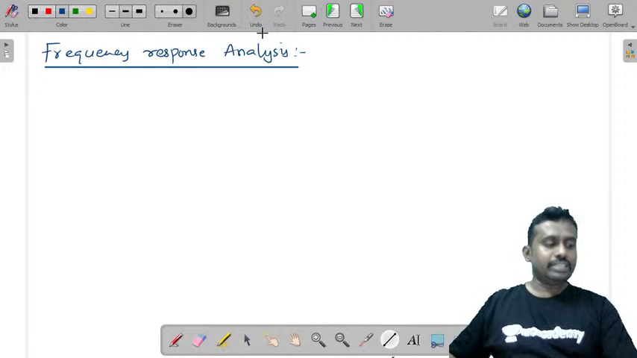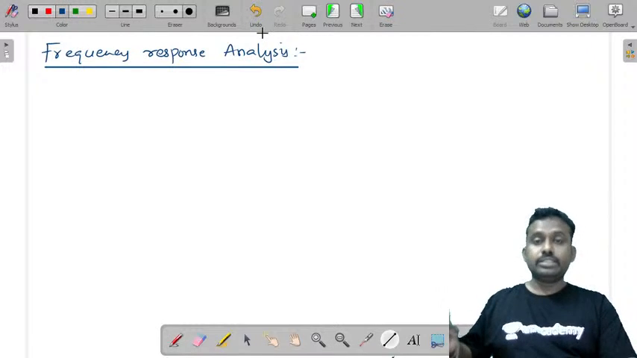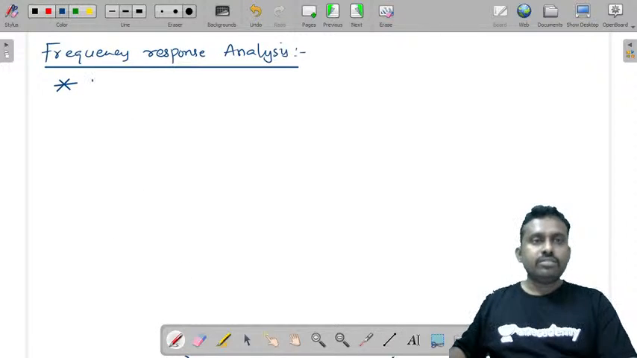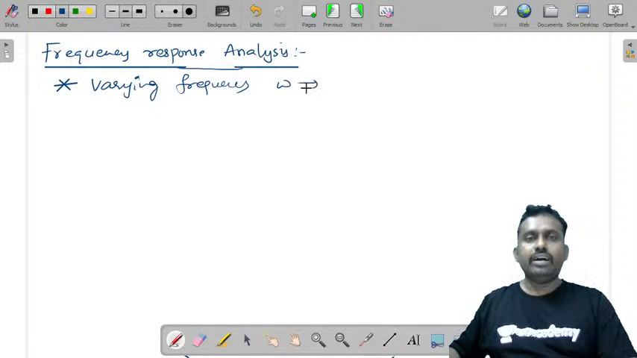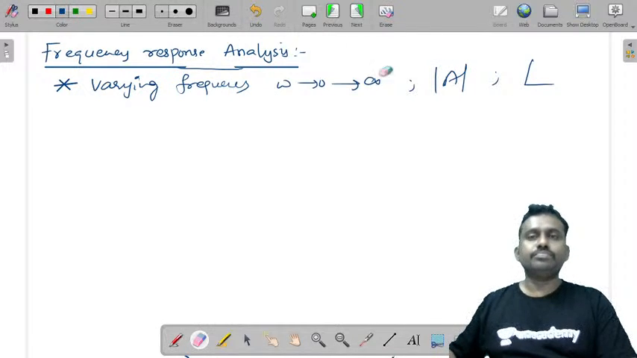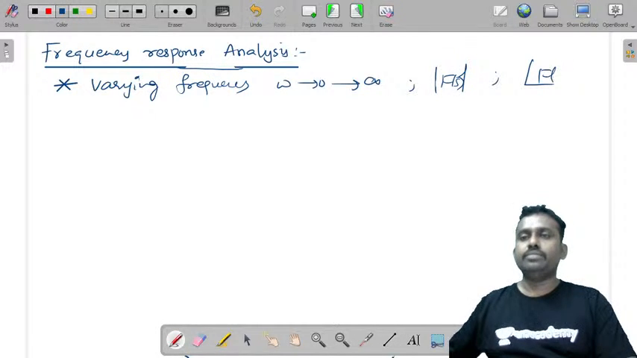So what is a frequency response analysis? Frequency response analysis implies varying the frequency omega from 0 to infinity and identifying what is the magnitude and phase angle of a function f of s or f of j omega.